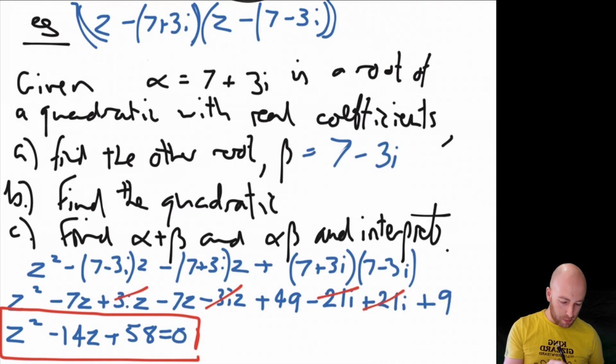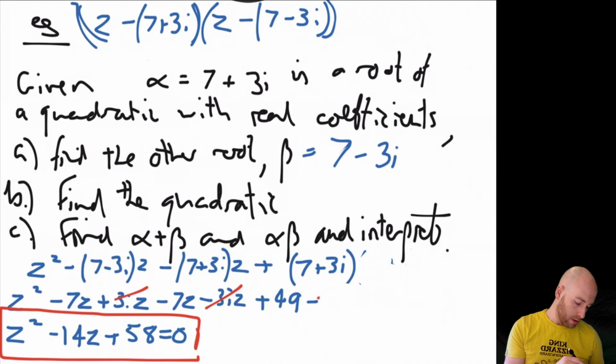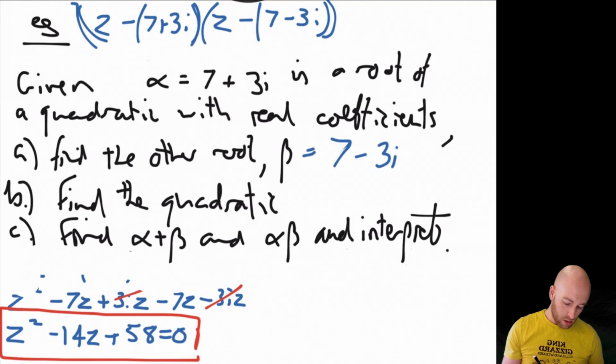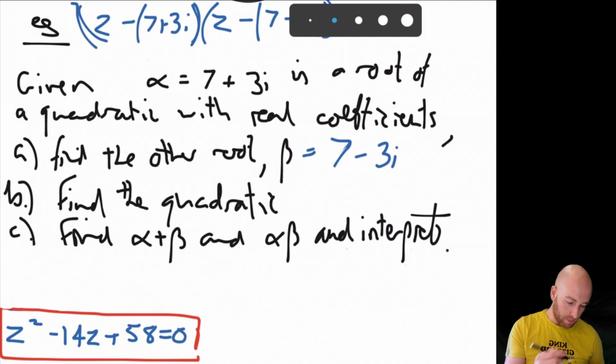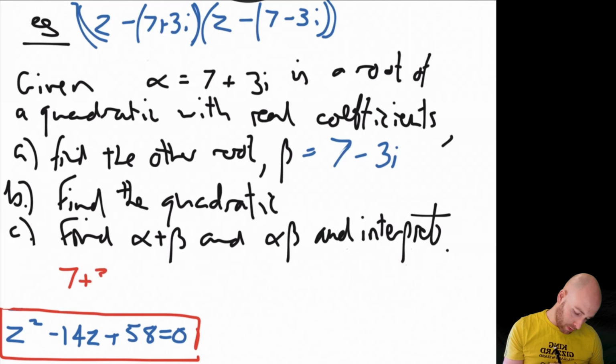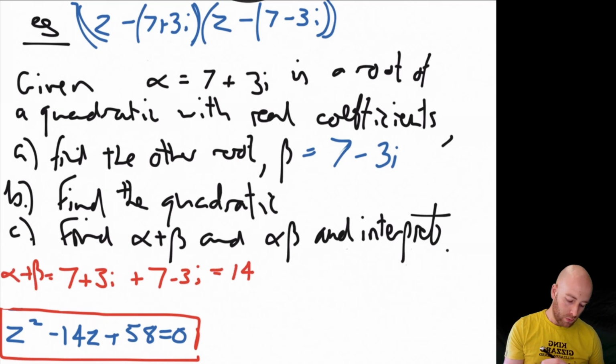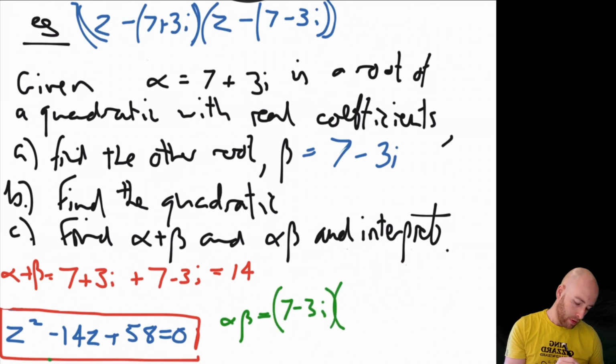Okay, and then find alpha plus beta and alpha beta and interpret the results. What it means by this is kind of a picky sort of question. So alpha plus beta, 7 plus 3i plus 7 minus 3i, so alpha plus beta is 14. And alpha beta was 49 plus 9, 58.